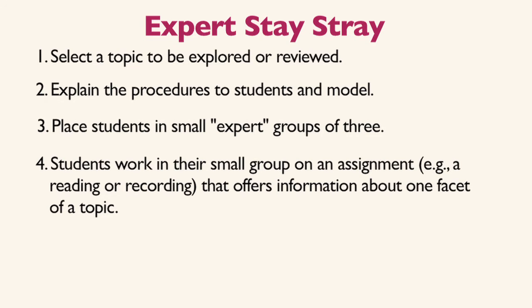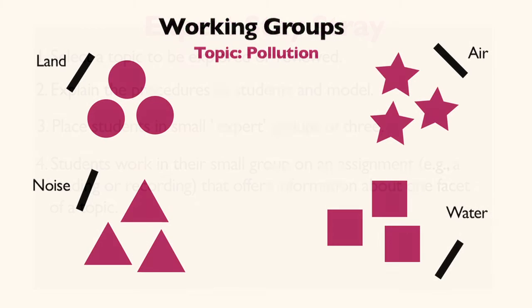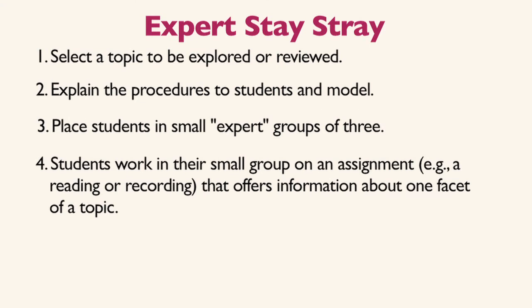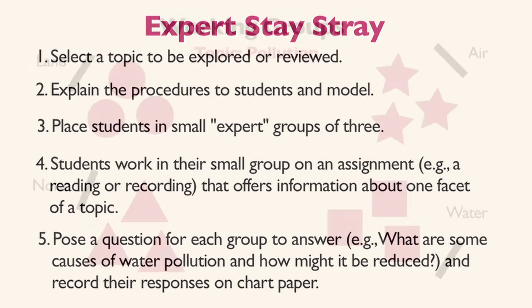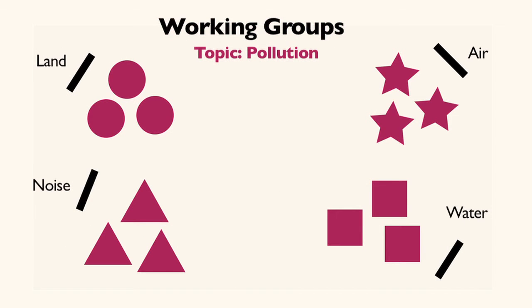So for example, the topic is pollution, and each group will get a different aspect of pollution. So maybe one group will talk about air pollution, the causes and how that can be reduced. Another group will talk about water pollution, land pollution, noise pollution. So each is going to investigate, learn about a different aspect of the topic. And then the teacher will give a question to guide them, of course, something like what are some causes of pollution and how can it be reduced? So they're going to work on that in their group.